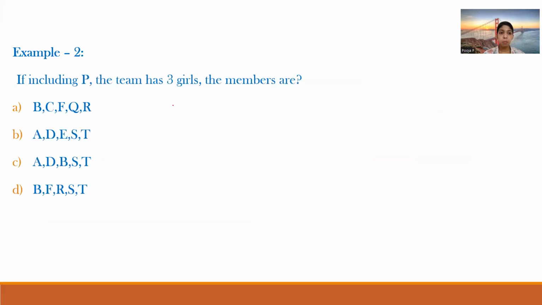If, including P, the team has 3 girls, then the members are. Okay, so one person should be P. So if P is there, it means D cannot come. P and D cannot go together. If D is not there, A also cannot come. So these two cannot come. Next, which is the next option? Q. Fine. Including P, you should have 3 girls. So one girl is done here.